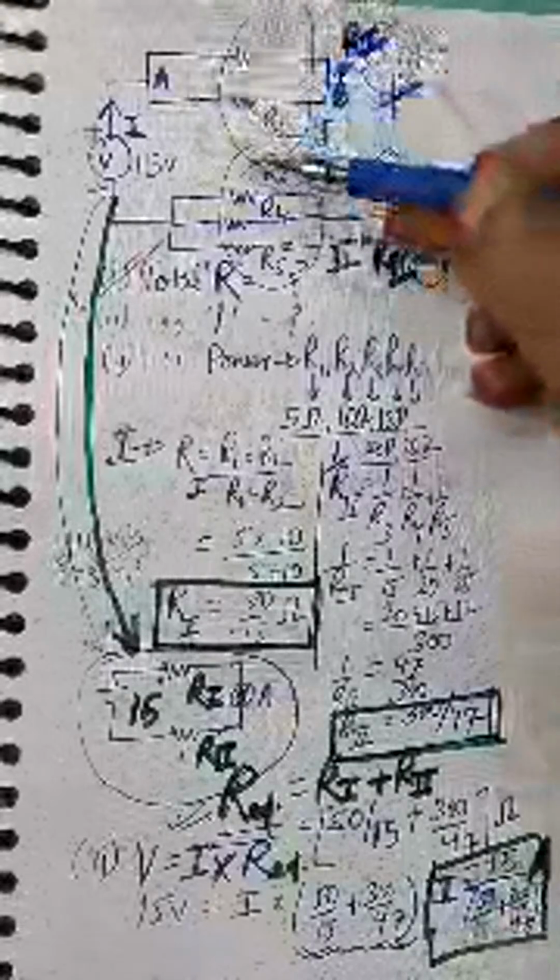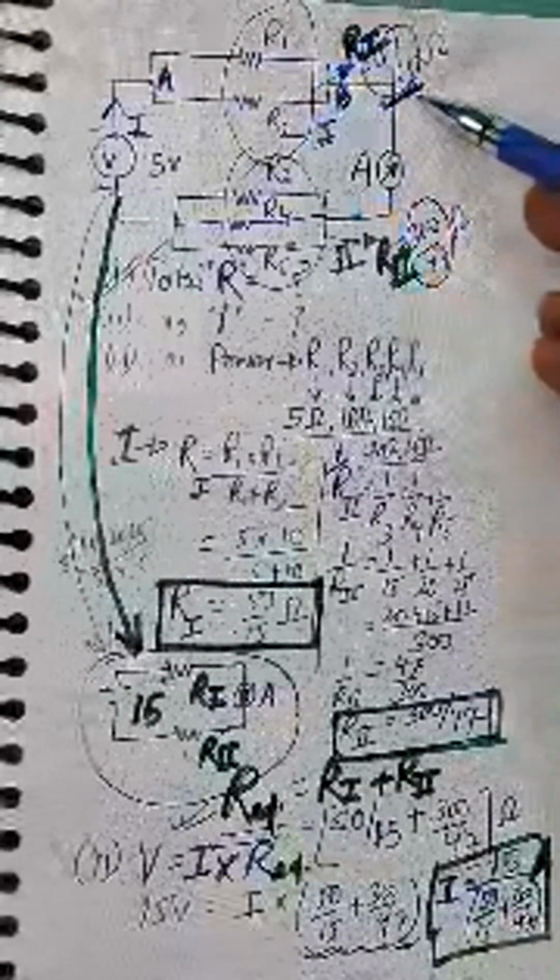Just multiply this current with the equivalent resistance of R1 and R2, that is R capital I, which is equal to 50 by 15. Then you will get the voltage across A and B. When you get the voltage across AB, the same voltage will be across R1 and across R2, right?